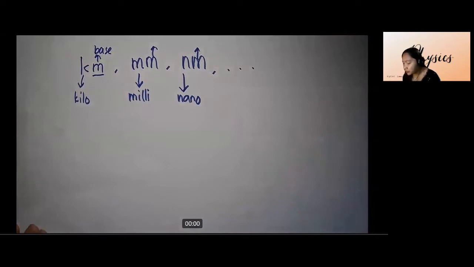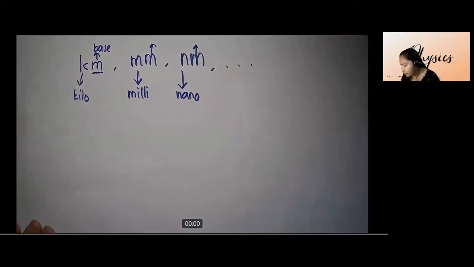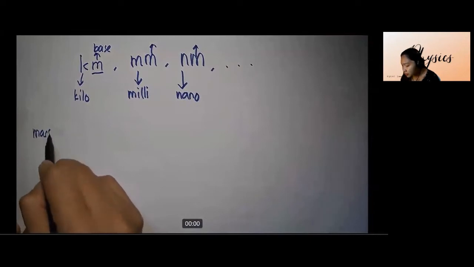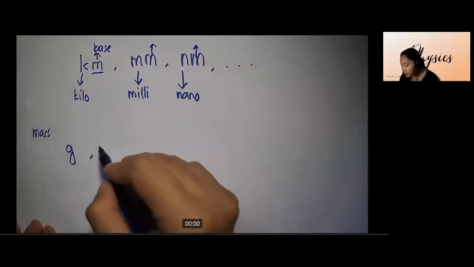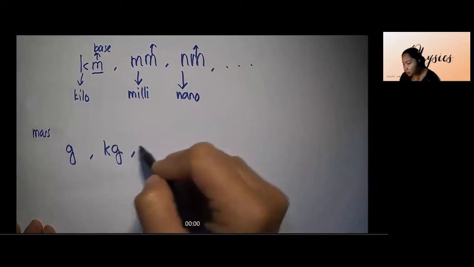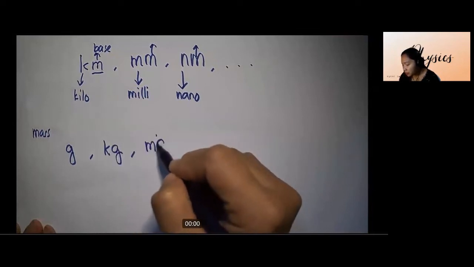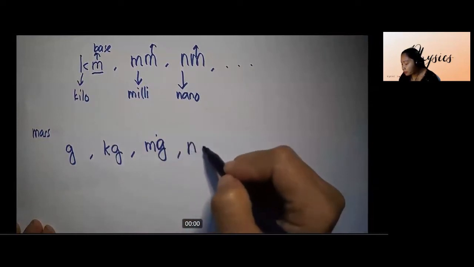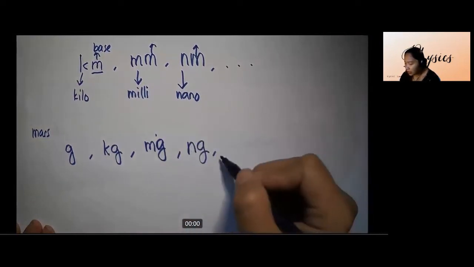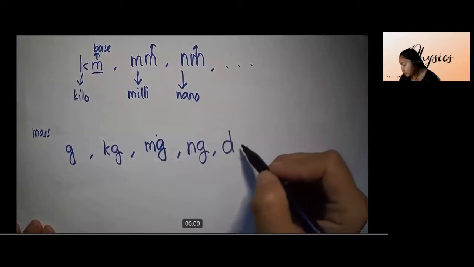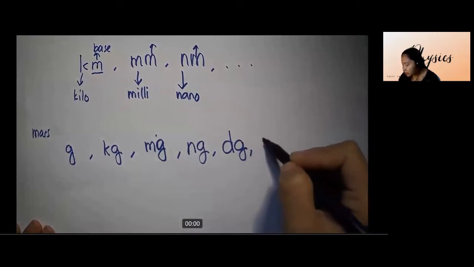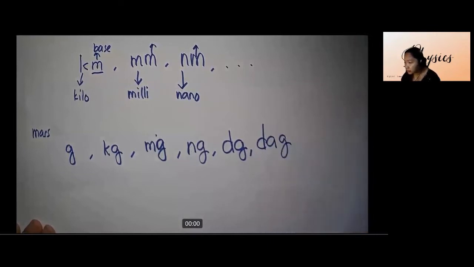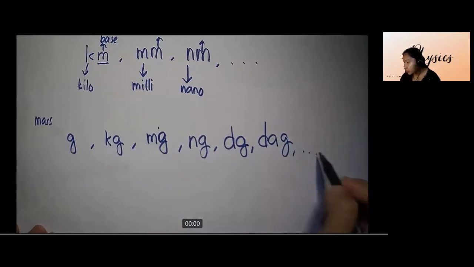Another example, aside from the unit of length, is the unit for mass. For example, gram is a base unit for mass. But sometimes we encounter kilograms or milligram, or nanogram, or decigram. Oh, this is decigram. Decagram is dag. And a lot more.